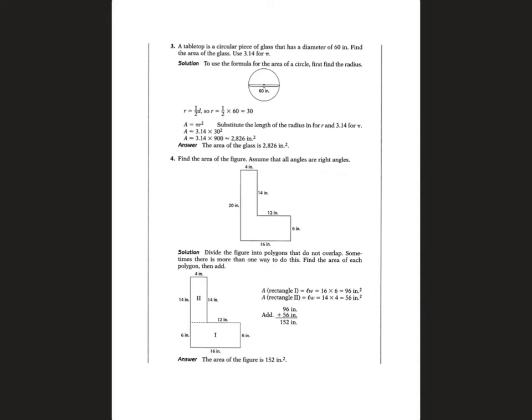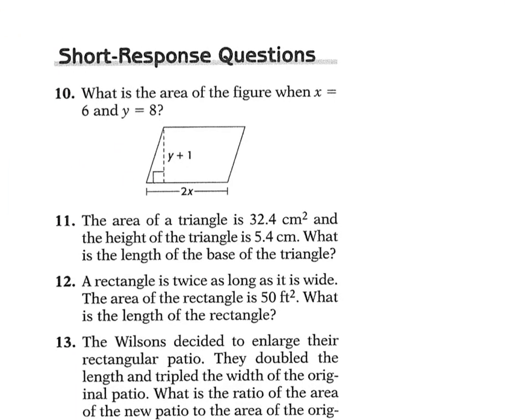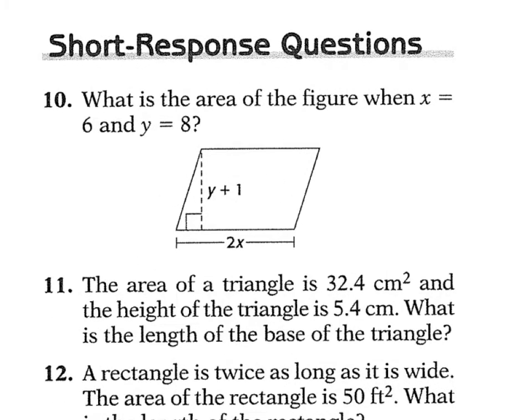So looking at some examples that are not done for us. For number 10, it tells us what is the area of the figure when x is 6 and y is 8. So for x, we have 6, so that's going to be 2 times 6, which is 12. And for y, we have 8, so that's 8 plus 1, which is 9.